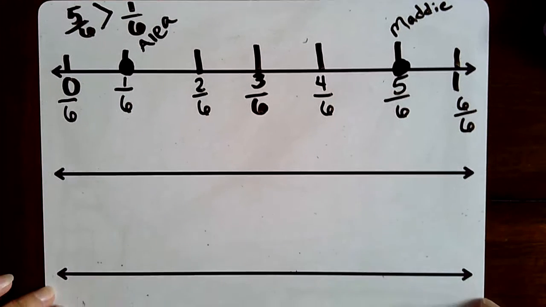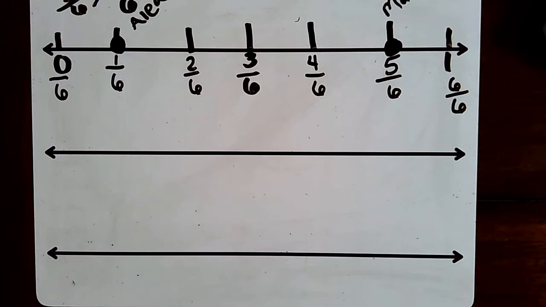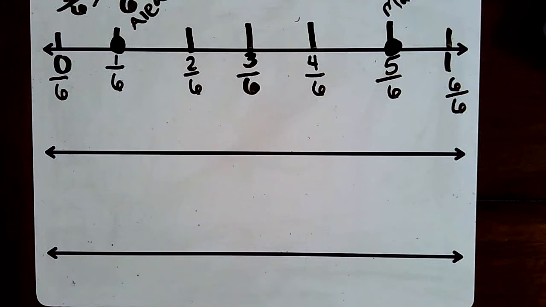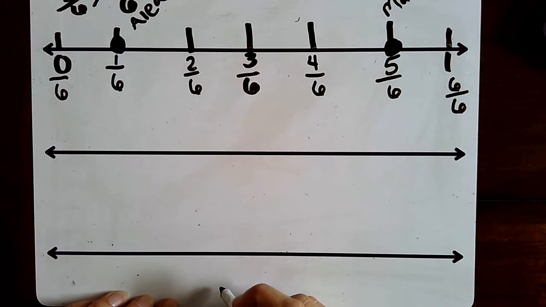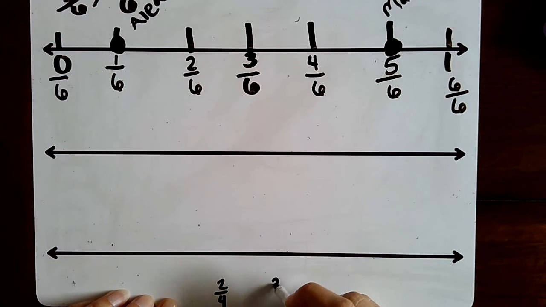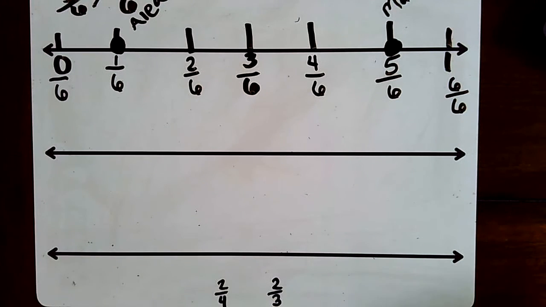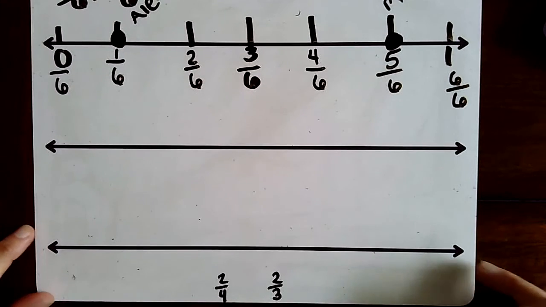So for our last two number lines, go ahead and draw those. Make sure that they're the same length as best you can. Pause the video if you need to. We are going to be comparing 2/4 and 2/3. Numerator's the same, denominators are different. So go ahead and get those ready.